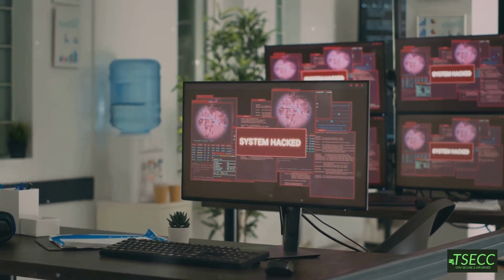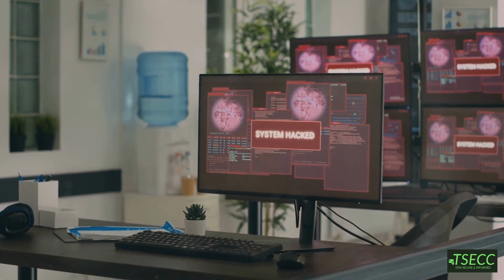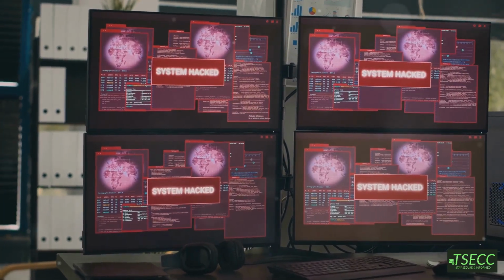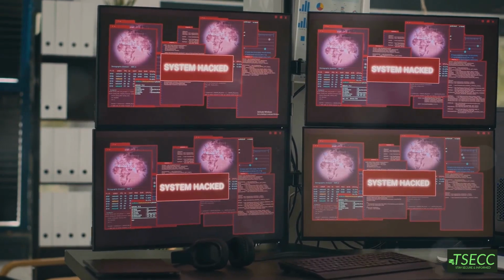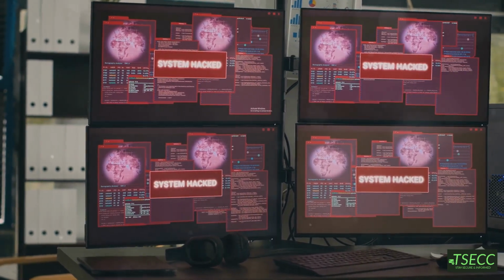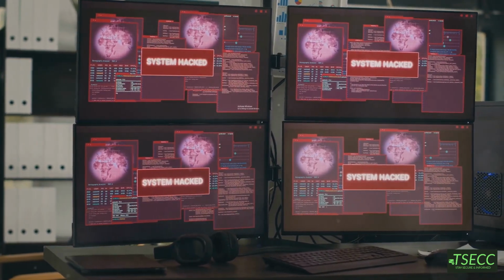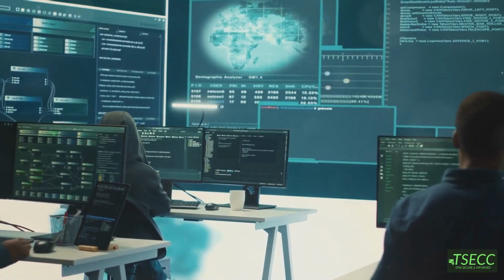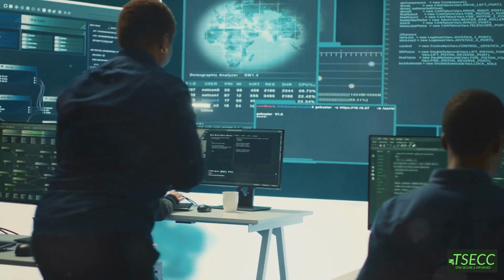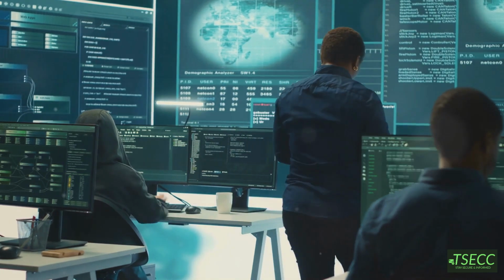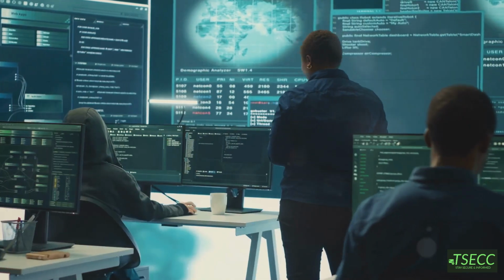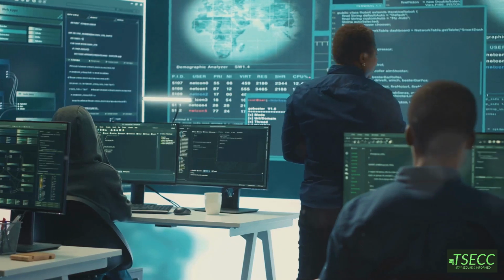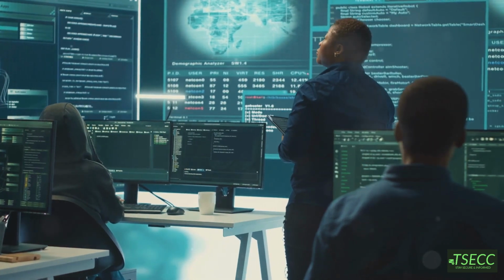The honeypot records their every move, providing valuable insights into their tactics and techniques. This helps cybersecurity experts to strengthen defenses and stay one step ahead of the attackers. Why is this so powerful? Because it lets cybersecurity teams study real-world attack methods without putting actual systems or data at risk. It's like being one step ahead in a game of chess.